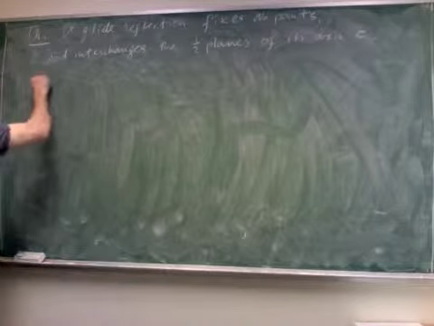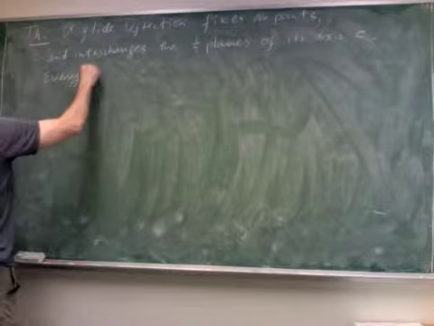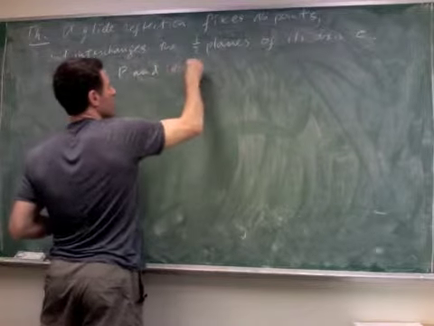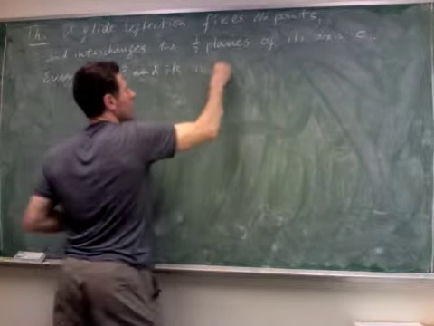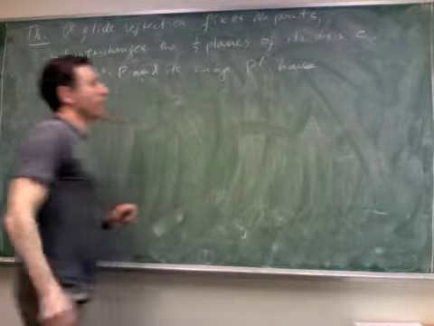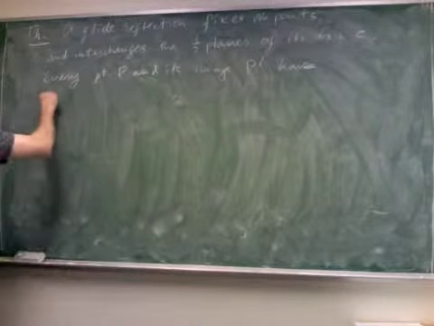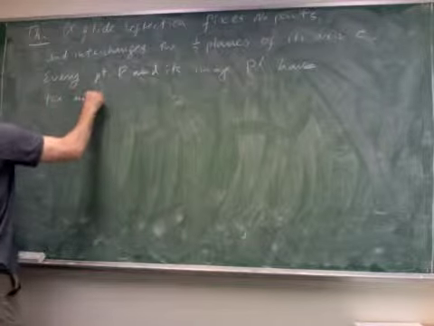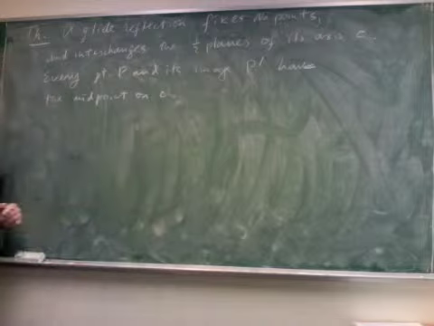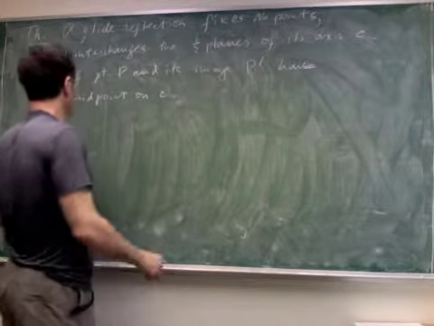Every point P and its image P prime have the midpoint on C, on the axis of the glide reflection.